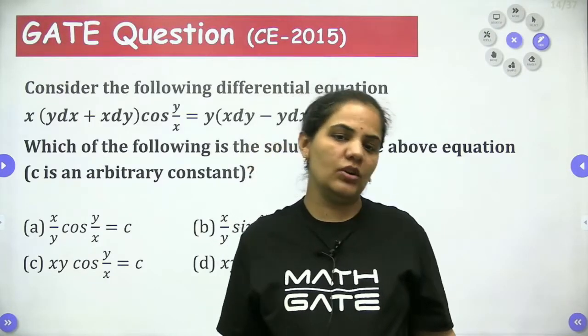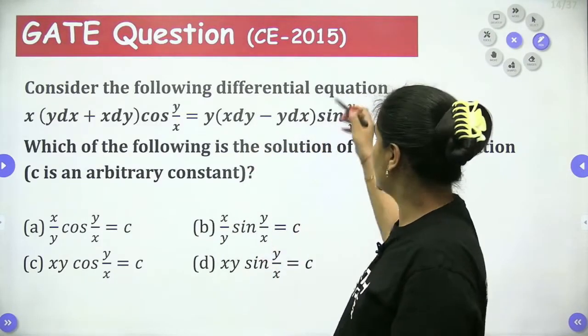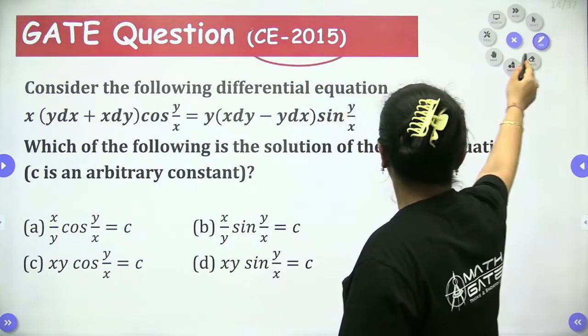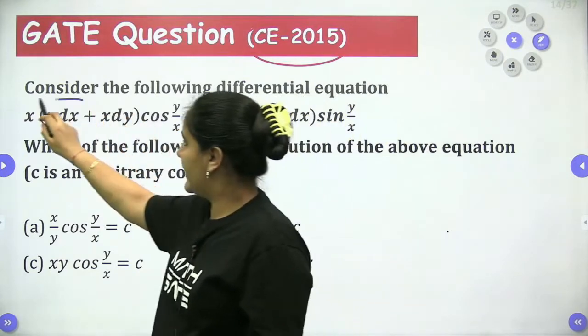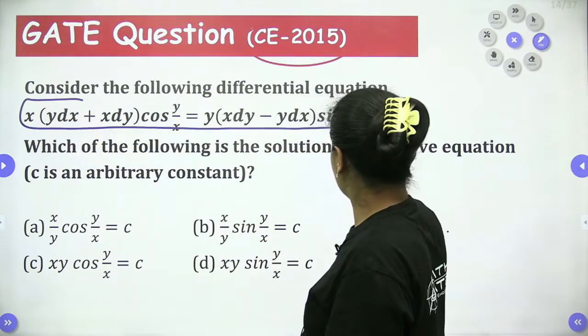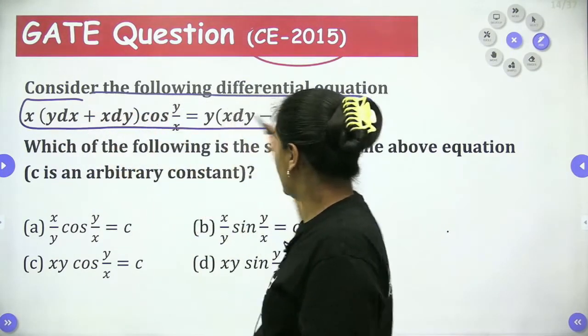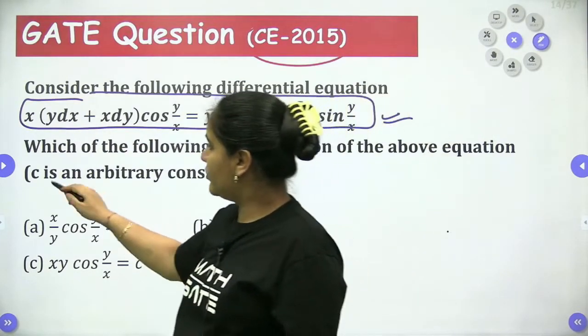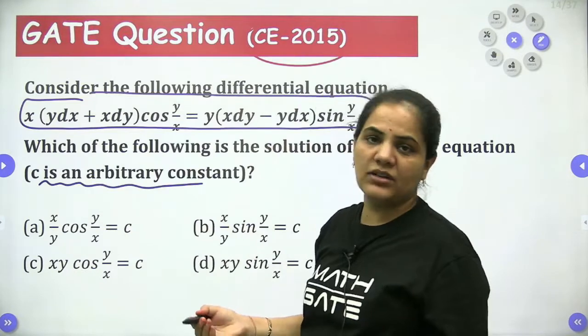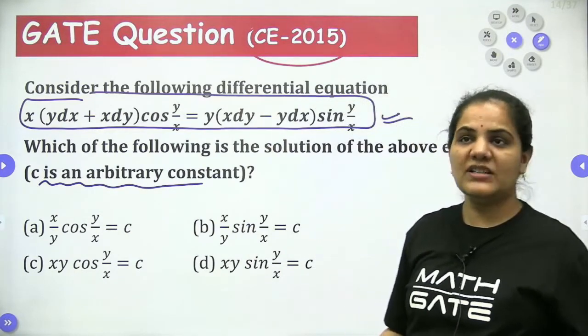Let's have a discussion on one more question, dear students. This is a question which was asked in the 2015 GATE examination. We have to find the solution of the given differential equation. We have options also, and we have to find the solution in the form of an arbitrary constant c.